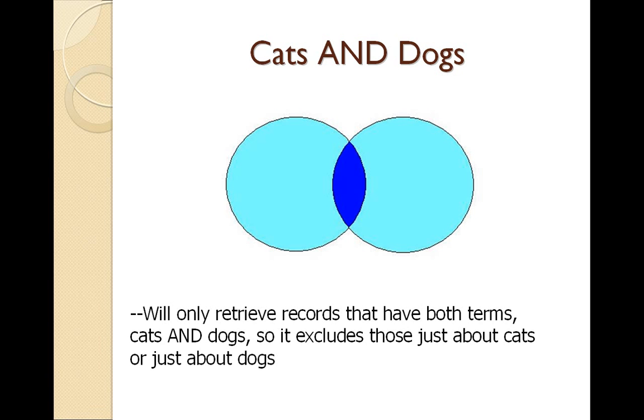So if you wanted to look for books about both cats and dogs, you could type the term cats and dogs into a search, and you know that what you get is going to be the middle of those two circles, the middle of the Venn diagram. You're not going to get anything about just cats. You're not going to get anything about just dogs. It's only things about cats and dogs.